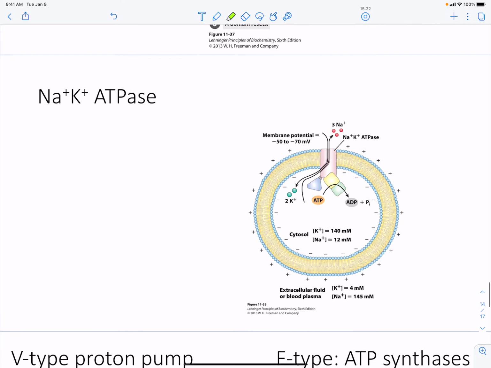Another example is our sodium-potassium ATPase. And this is important because sodium-potassium ATPases are maintaining intracellular concentrations of ions.